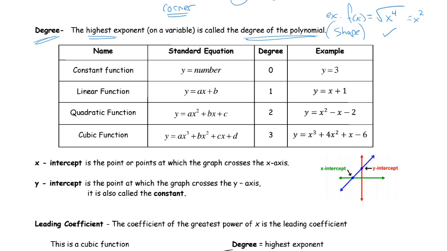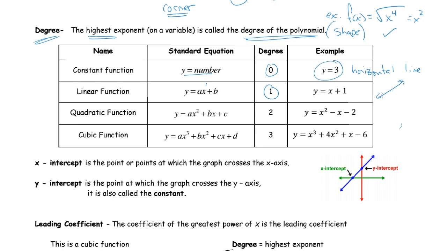So here we go. Just to name a few here, your constant is simply going to be y equals some number. Its degree is 0, and a good example is just y equals 3, y equals 5, y equals 10, whatever. Okay, and this is just going to be a horizontal line. Now, a linear function is y equals ax to the 1. So that's its degree, 1. And that's just going to be a line, kind of looks like that.